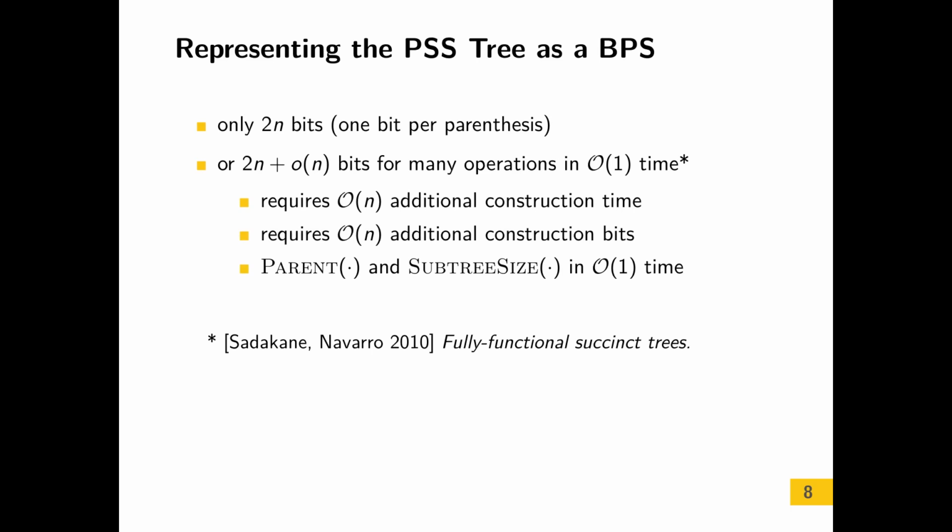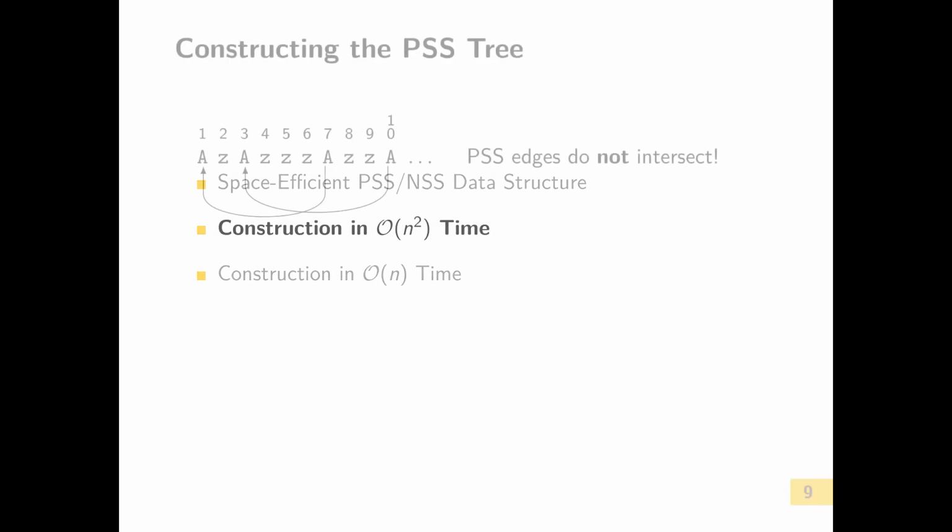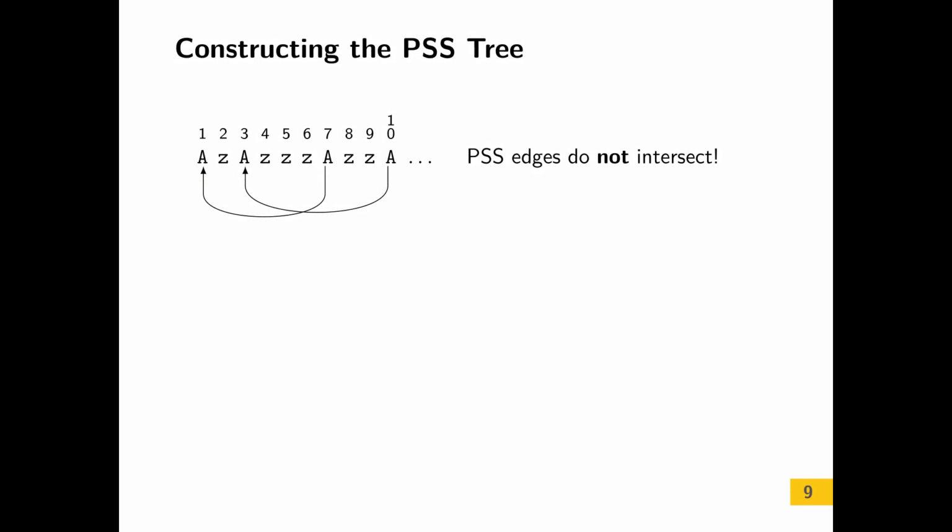We have seen how to encode nearest smaller suffixes using the balanced parenthesis sequence of the previous smaller suffix tree. In the next part of the video, I will explain how to directly compute the parenthesis sequence from the input string. Before going into detail, I want to point out an important property that our algorithm exploits.